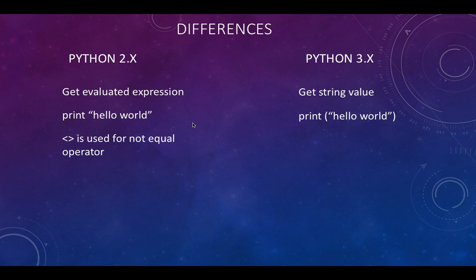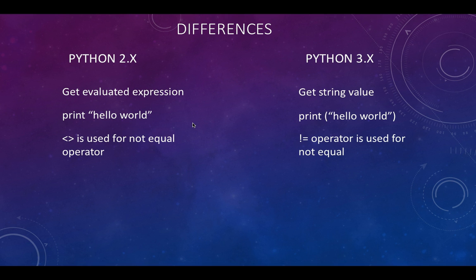Let's move to the third difference, which is the not equal to operator. In Python 2 we have to use the greater than and less than sign. But in Python 3 there is a general operator, which is an exclamation mark and equal to. This operator is used in other languages, that's why I called it a general operator.